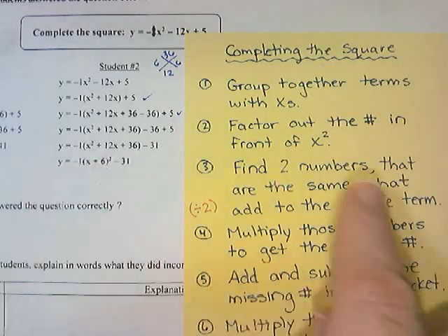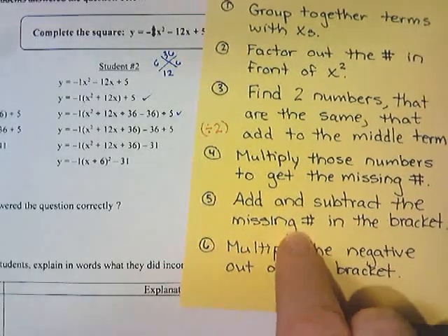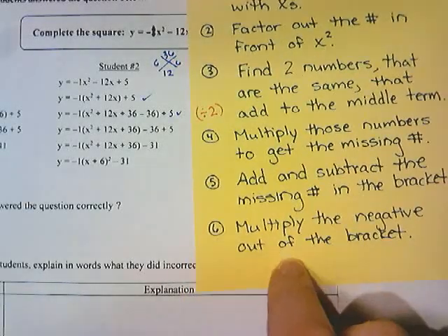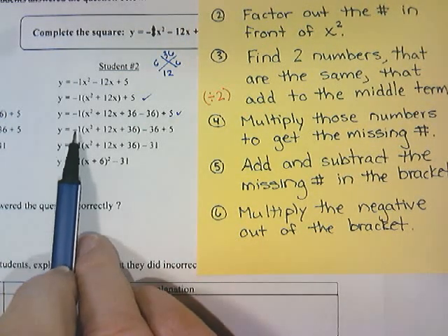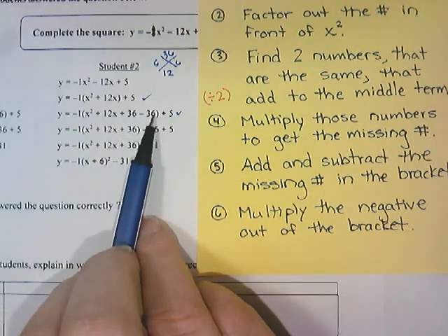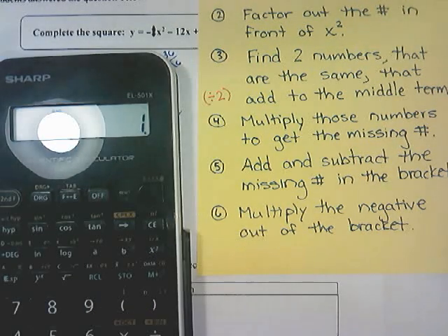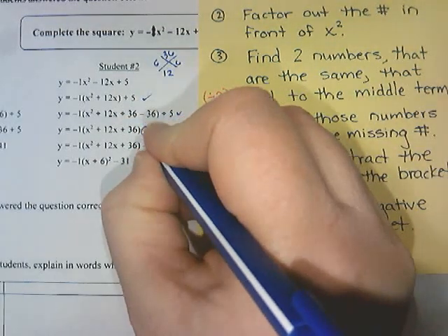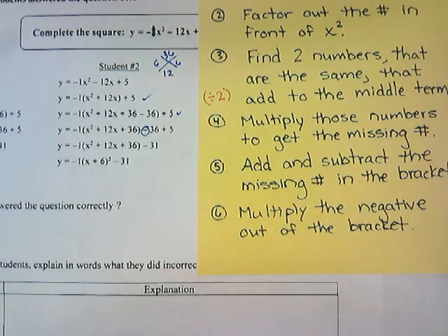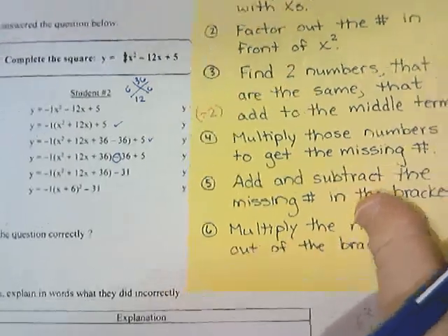And then on the next step, right, because it said find the 2 numbers, multiply the numbers, add and subtract them, which they did, and then multiply the negative out of the bracket. So they would have multiplied -1 by -36. So -1 times -36 is +36, but they wrote -36. So I think that they are not correct. All right, let's check the last one just to be sure.